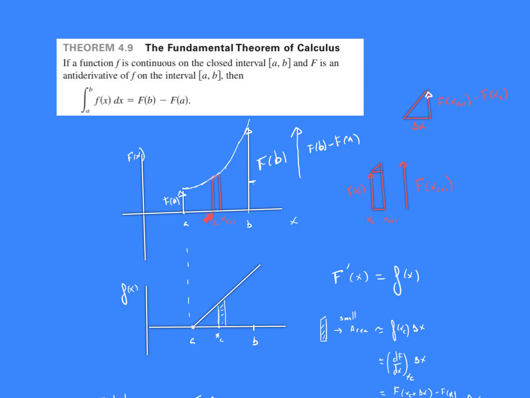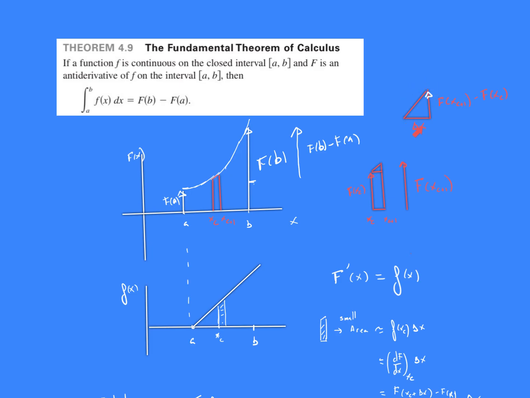Imagine that I consider the point x sub c that belongs to the interval [a, b], so I divide the interval [a, b] into many subintervals, and one of the subintervals is from x sub c to x sub c plus 1. Now, this is F of x sub c, and this is F of x sub c plus 1. What is this small part? It is F of x sub c plus 1 minus F of x sub c.